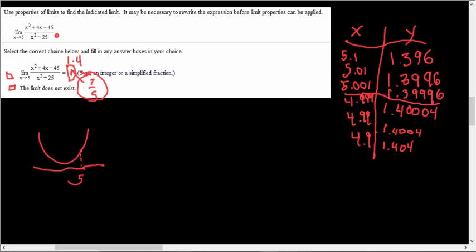Alright, I'm going to end it at 12 minutes, so it doesn't kick me off. So it does exist, and the limit is 7/5. The limit is 7/5 as x approaches 5. Alright, that's it.